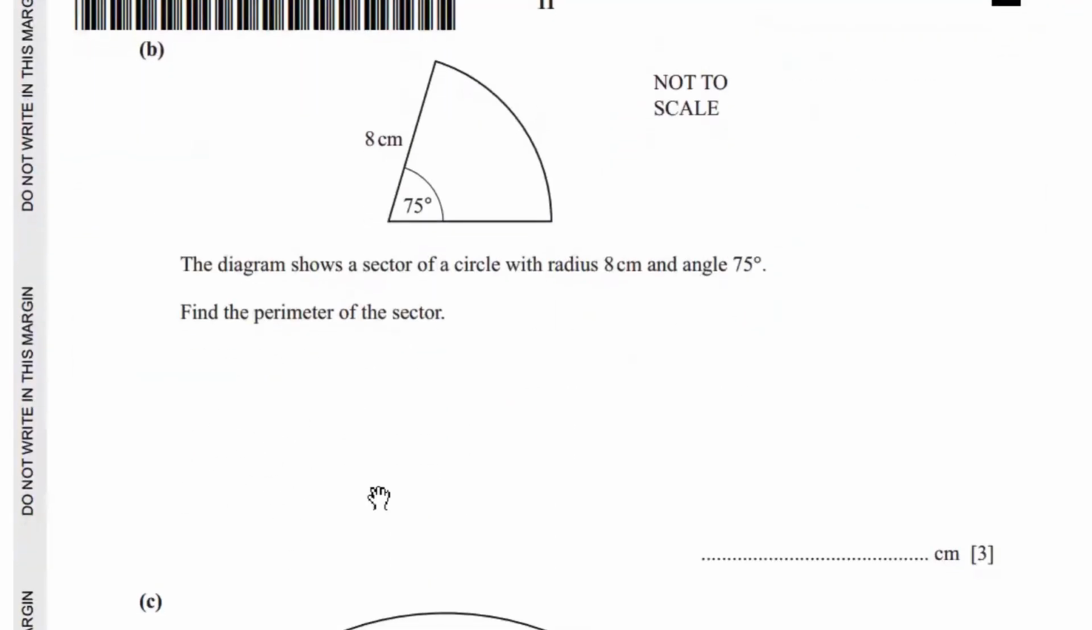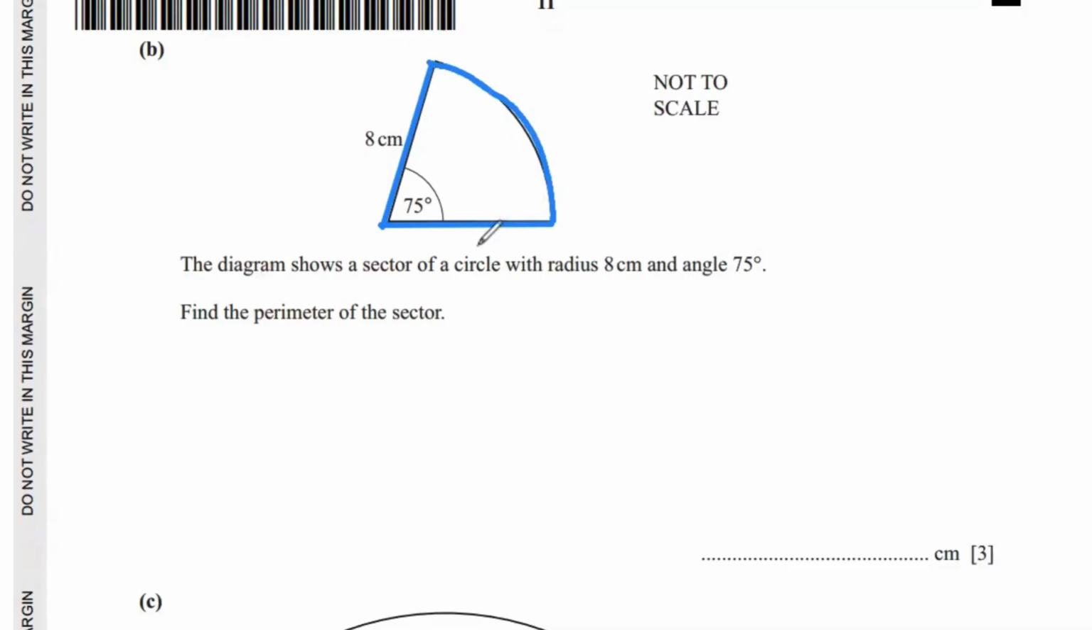Part B says the diagram shows a sector of a circle with radius 8 centimeters and angle 75 degrees. Find the perimeter of the sector. So perimeter is basically the entire boundary of this shape. So this, and then this arc length.